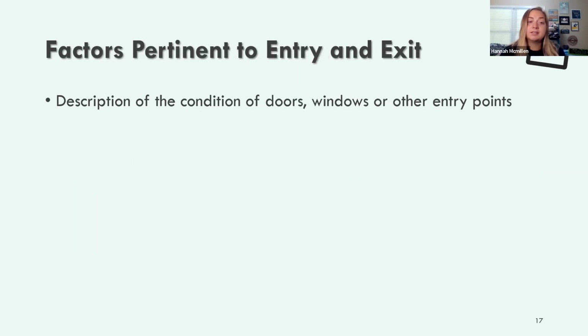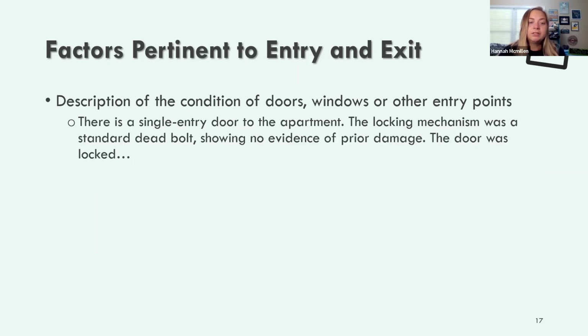So then we're going to discuss the factors pertinent to entry and exit. This will likely require some type of inference on your part, because you have to have had an idea of where a perpetrator entered and exited the scene in order to discuss the explicit details for these locations. So we might say there's a single entry door to the apartment. The locking mechanism was a standard deadbolt, showing no evidence of prior damage. The door was locked, stuff like that.